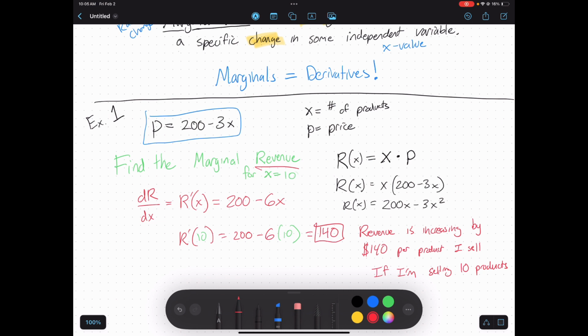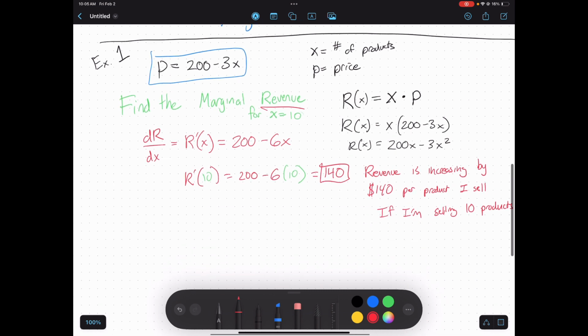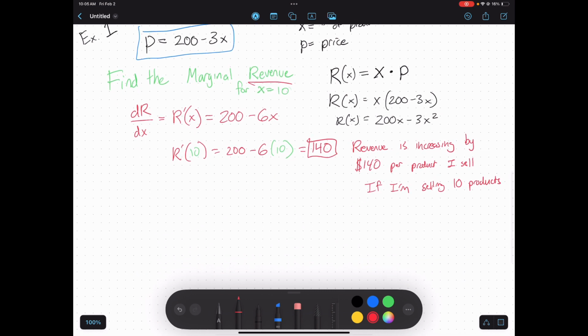If I want to increase it to 11, I can expect to see a $140 revenue increase. And same thing if I go the other direction. If I decrease it by 1 and only produce 9 products, I could expect to see around a $140 revenue cut. Okay, so that's marginals. All marginals are just derivatives.